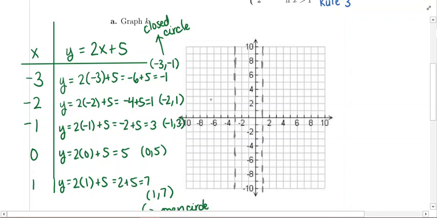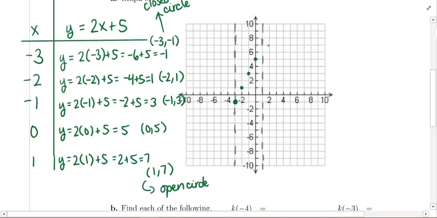All right, so now let's start plotting points. So -3, -1. That's going to be a closed circle right here. And then the next point will be -2, 1. That's going to be closed. Remember, all points are closed circles unless the only possible place to have an open circle is where the rule changes. All right, the next point is going to be -1, +3. That's right here, closed circle at 0, 5. And then lastly, 1, 7, we said is an open circle. So here we go. And you can see this particular line is falling in between the 2 vertical dashed gray lines.